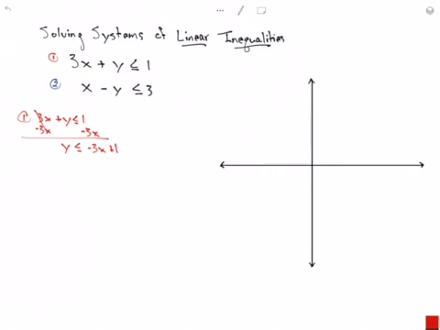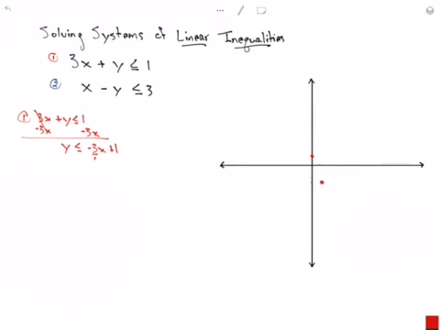I can see I have a y-intercept at 1, so I'm going to go up 1 unit on my graph. And then from there, I'm going to go down 3 over 1, because if I make this a rise and a run, it's down 3 over 1. So down 1, 2, 3 over 1 unit.